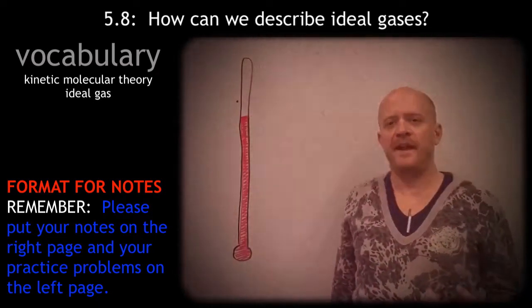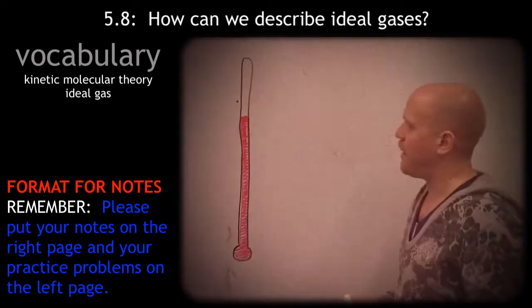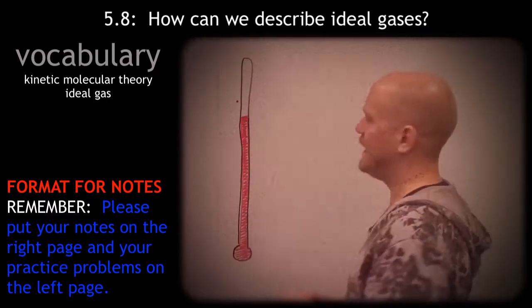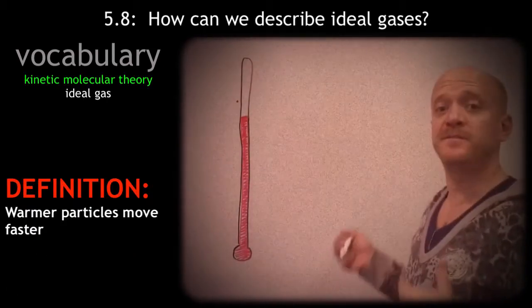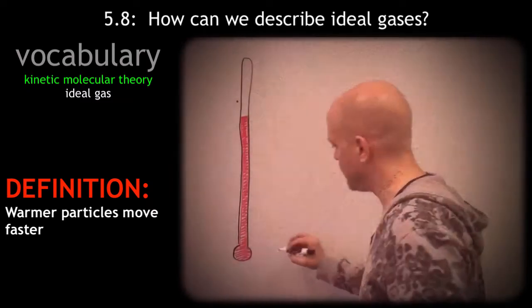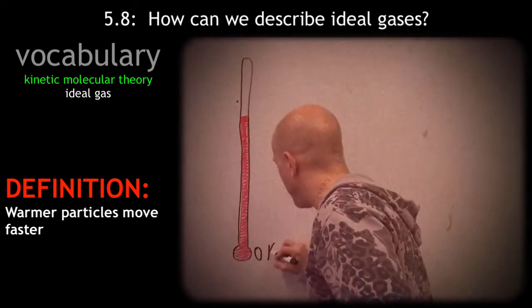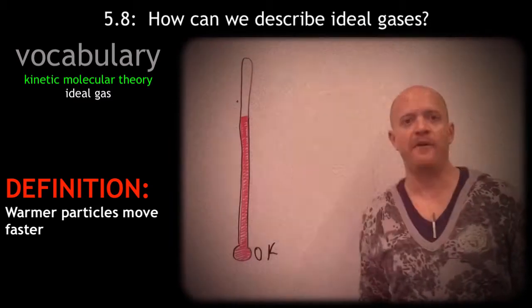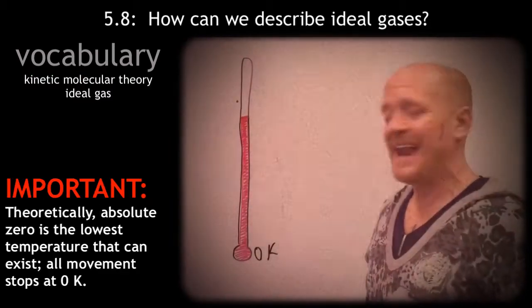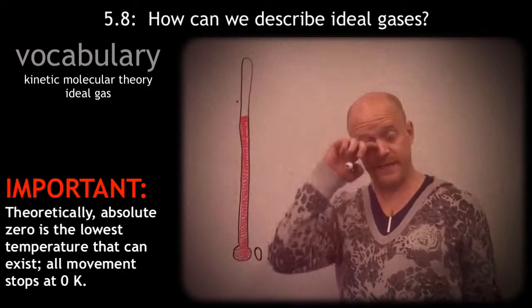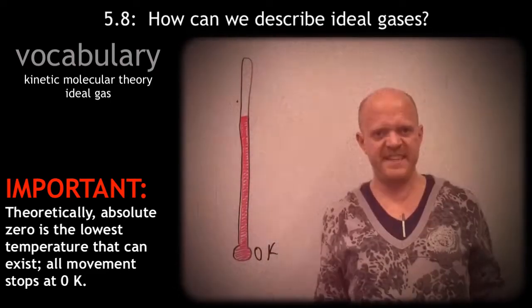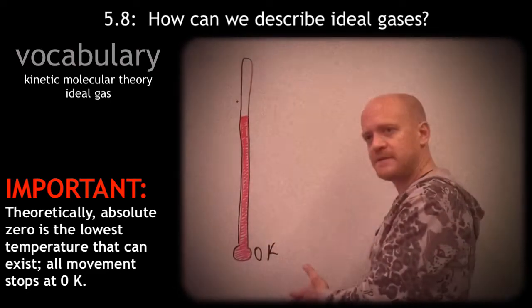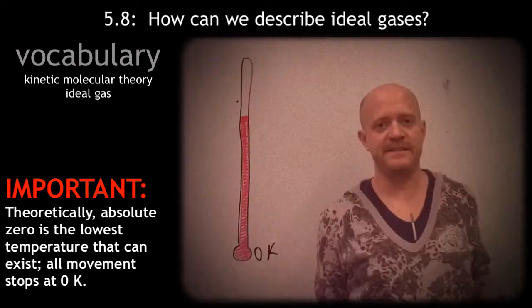So when we think about kinetic molecular theory, if we think about a thermometer, this basically explains that as the temperature increases, the particles move faster and faster and faster. And at the very bottom of our thermometer, we're going to have 0 Kelvin, which is absolute zero. And absolute zero, basically what it means is, at this point, all movement ceases. We've never gotten down to absolute zero, but theoretically, this is what scientists believe will happen.